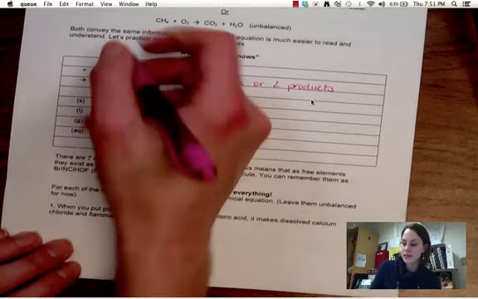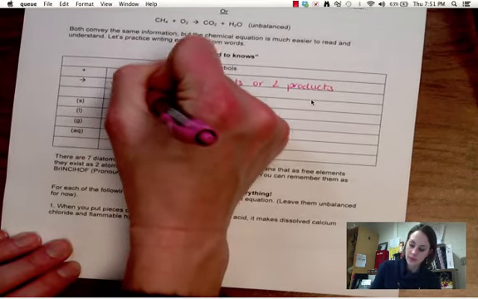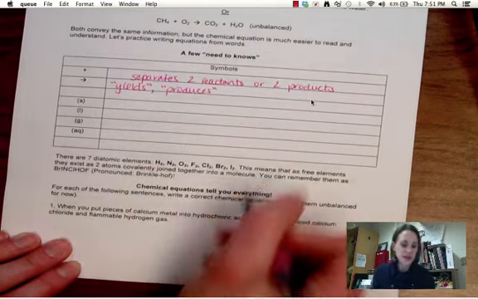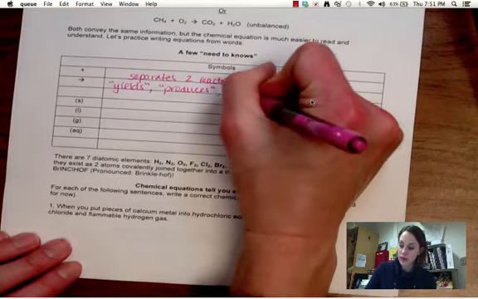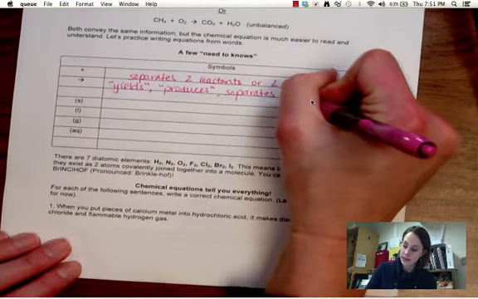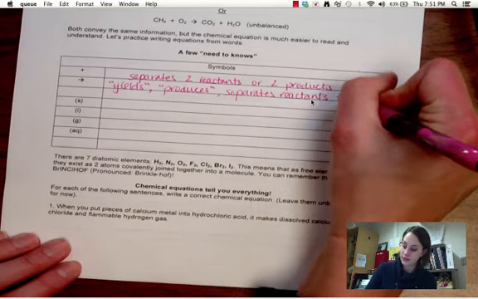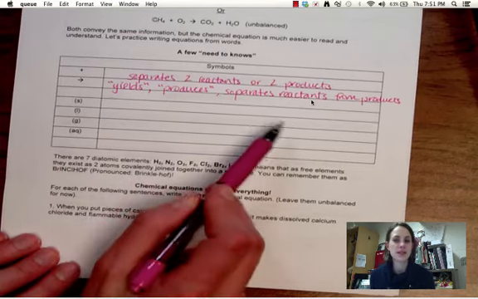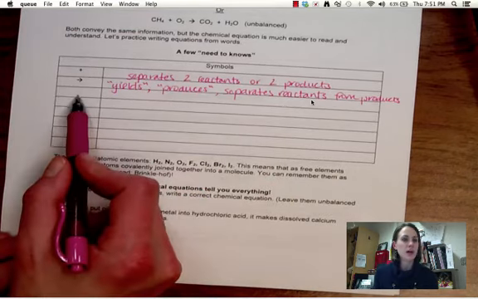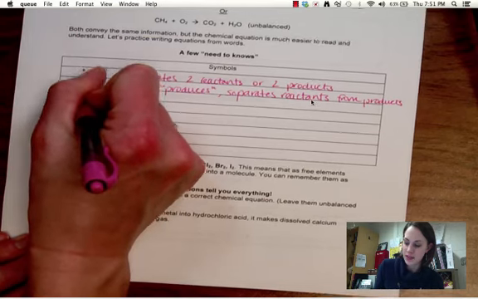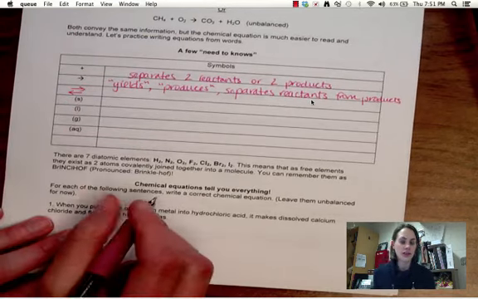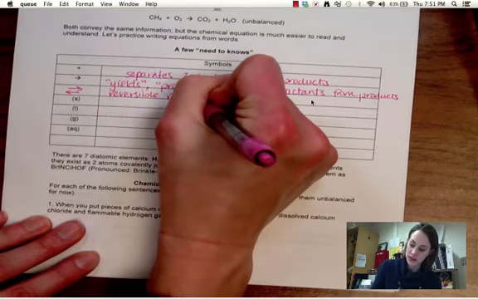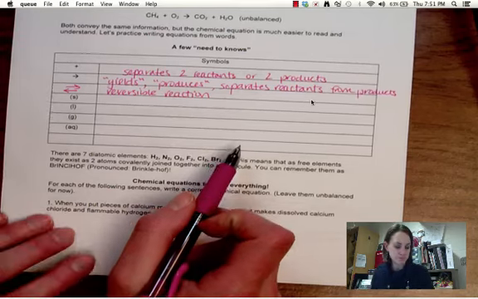The arrow means yields or produces. Both of those mean the same thing, and this separates reactants from products. So it tells where the reactants are, it tells where the products are. The next symbol there wasn't a sign for, so you'll draw this in, but it is a two-way arrow. And what this says is that there is a reversible reaction. Some reactions can go forward and backward.